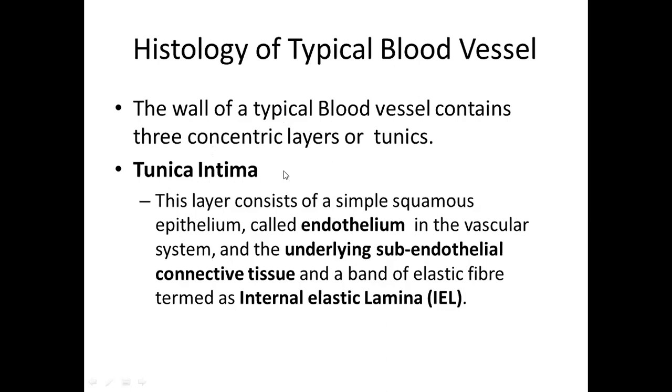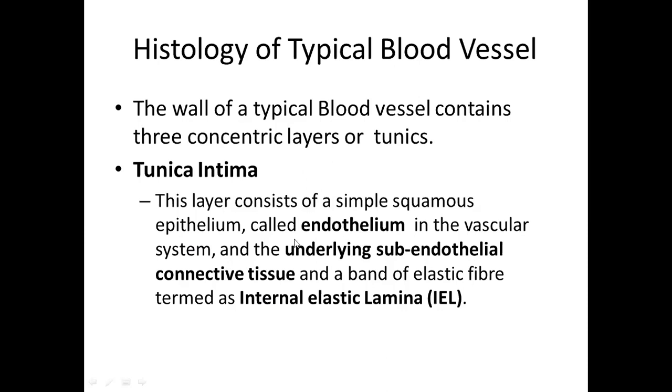So tunica intima must have one part which has to be made up of some type of epithelium, and that epithelium is the same wherever you go in the cardiovascular system. The name will be the same, endothelium. What is that epithelium? Simple squamous epithelium that must be facing the luminal side of a blood vessel. Next, below the epithelium, there must be some part of connective tissue. That connective tissue is named subendothelial connective tissue. As it is below the endothelium, this layer is named subendothelial connective tissue.